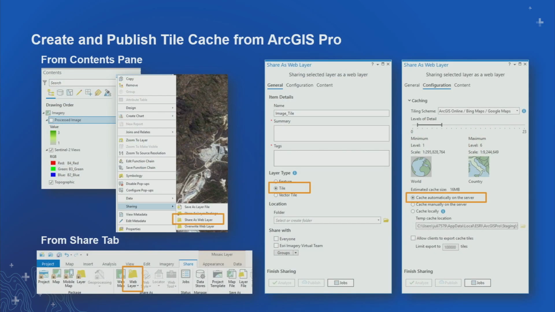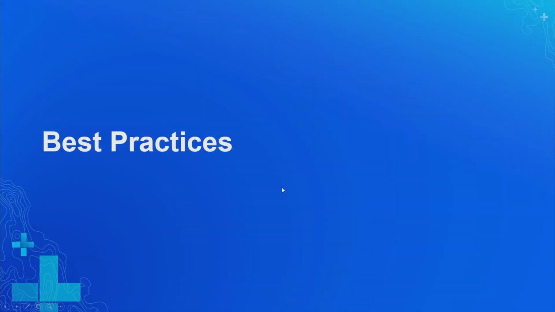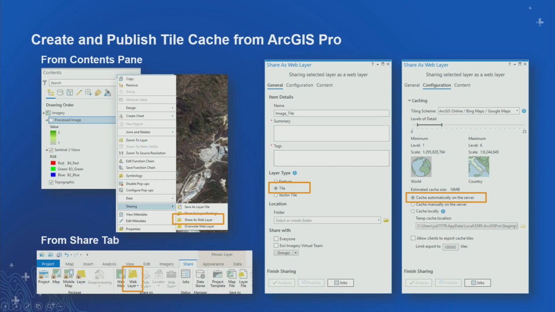So this is the overview of how it's done. Similar to publishing the image service, you can bring it up, this time from the content pane, share as web layer, and make sure you select tile as the layer type. And in the configuration window, you can select the level of details you need and the type of caching you will require. And you can hit publish, and it publishes the tile layer. You can also bring the same wizard from the share tab in your ribbon. And that will also bring up the publishing wizard for tile cache.